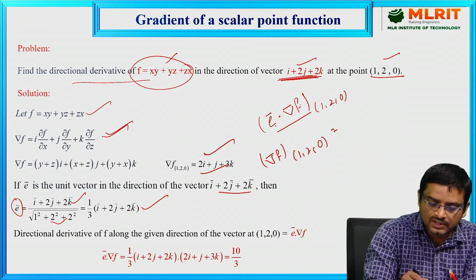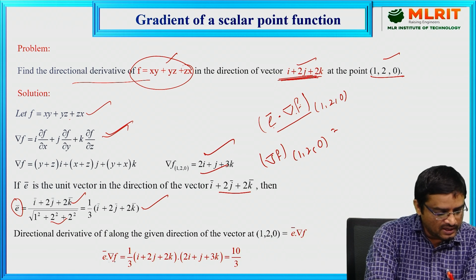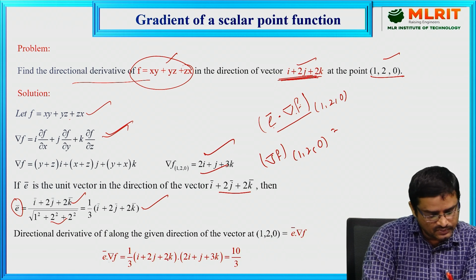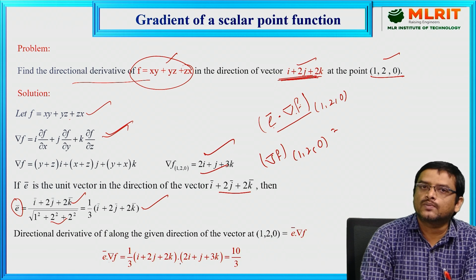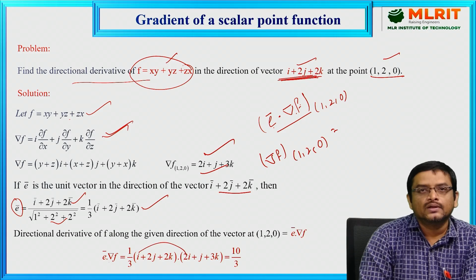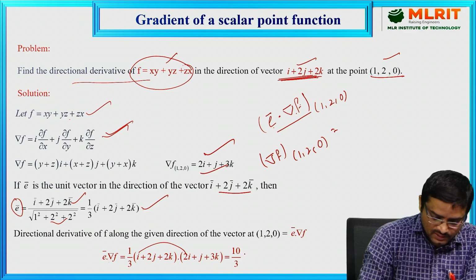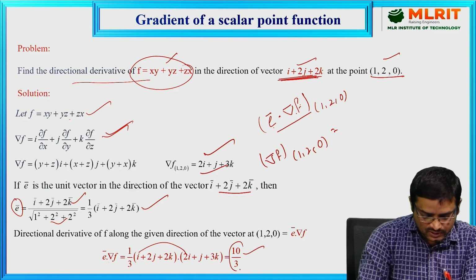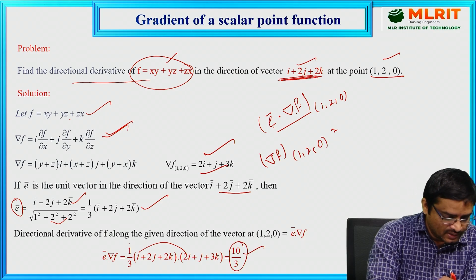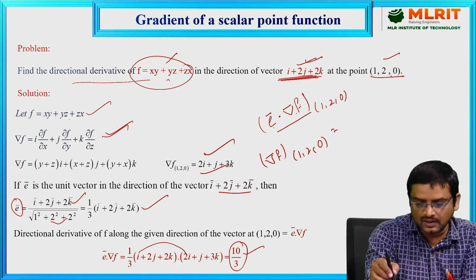Now you substitute that E bar value and the del f value at this particular point. So E bar dot del f is equal to 1 by 3 times the dot product of these two vectors. We know how to find it: multiply the corresponding coefficients of i bar, j bar, k bar and add them, and divide by 3, you will get 10 by 3. So 10 by 3 is the directional derivative of this scalar point function in the direction of this vector at that particular point.